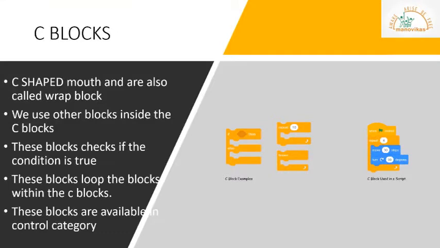The next block is C blocks. Now, why are they called C blocks? Probably because the shape is like a C. If you look at the blocks which are shown here, there is a C-shaped mouth, inside which you can add other blocks which are also shown there. So we use other blocks inside the C blocks. These blocks check if the condition is true. Also some of the blocks are loop blocks, and these blocks are available in the control category.